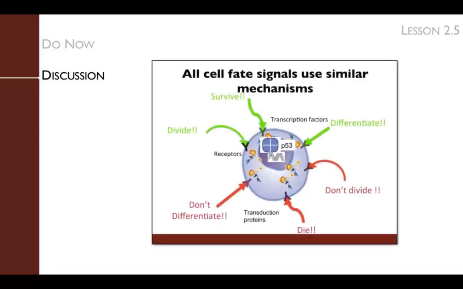Signals that control cell fate work in the same fundamental way as signals that regulate the cell cycle. Note that this slide is animated to show each step. First, external signals activate their receptors on the cell surface. Next, receptors activate transduction proteins inside the cytoplasm. Transduction proteins in turn tell transcription factors to move into the nucleus.